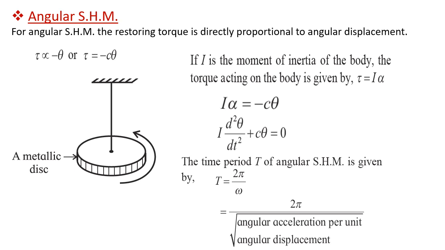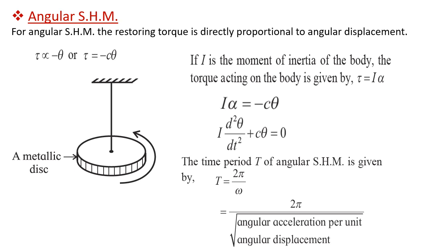Now if you give a slight twist to this particular disc about the axis along the wire, and then release it, the motion performed by the disc will be rotational motion, which is partly clockwise and partly anti-clockwise. That is, it will be in the opposite sense. Such oscillations are called angular oscillations, or they are also called torsional oscillations.